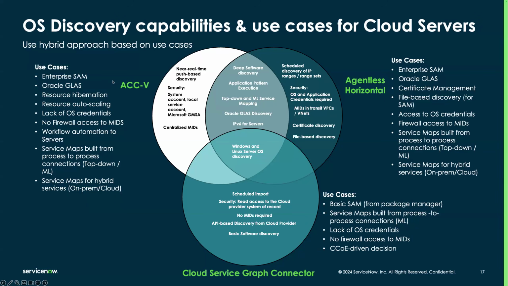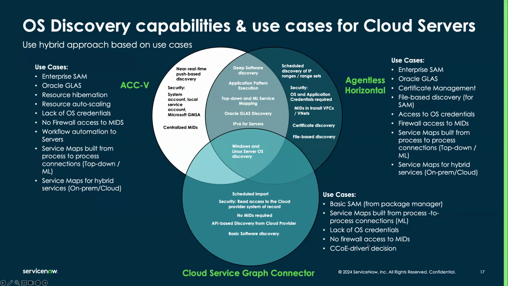So the other approach, in case you have the system account, local service account, or Microsoft GMSA permissions, in that case, you'll be able to use the agent-based discovery. So install the agent client collector for visibility in your cloud environments, and you'll be able to get most of the use cases that we mentioned before, except from the file-based discovery and certificate management use cases.